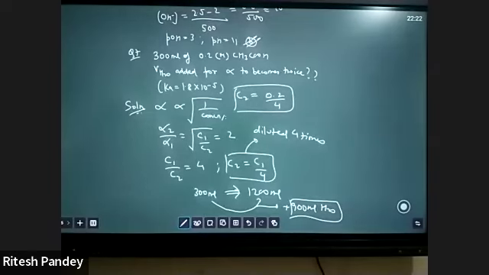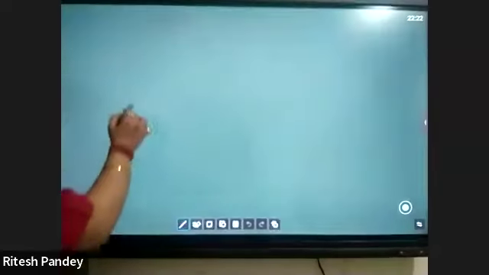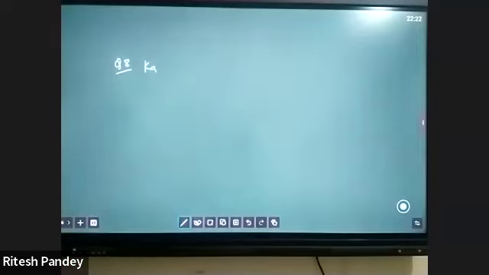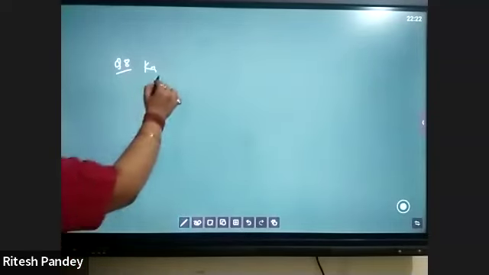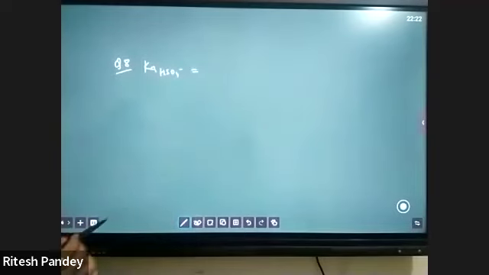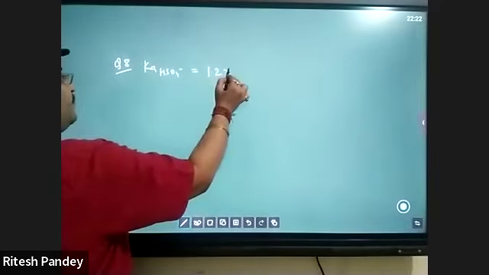Question 8 is about a set of K values given, and it's option A. It's as simple as it looks. You have Ka values for XSO4 minus and it's 1.2 into 10 to the power minus 2, I reckon.